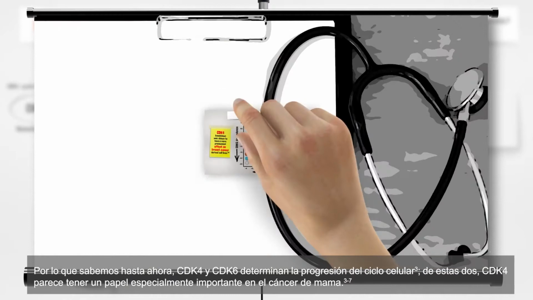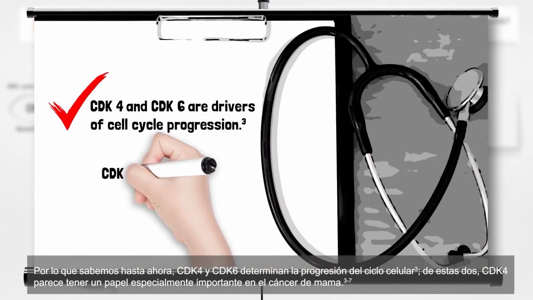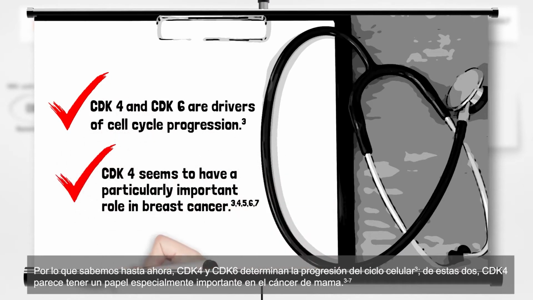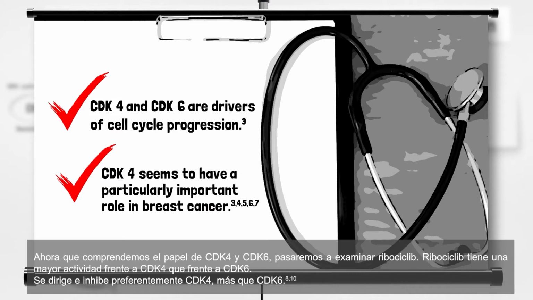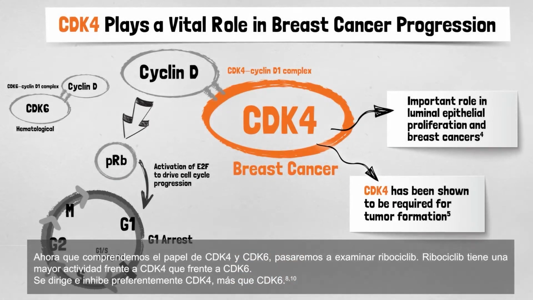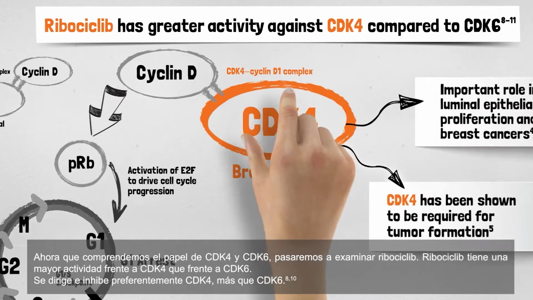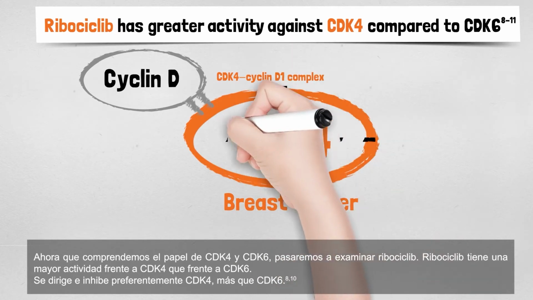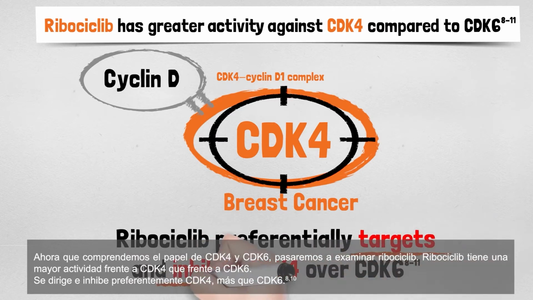As we have learned so far, CDK4 and CDK6 are drivers of cell cycle progression. Out of these two CDKs, CDK4 seems to have a particularly important role in breast cancer. Now that we understand the role of CDK4 and CDK6, let's examine ribociclib. Ribociclib has greater activity against CDK4 compared to CDK6, and preferentially targets and inhibits CDK4 over CDK6.